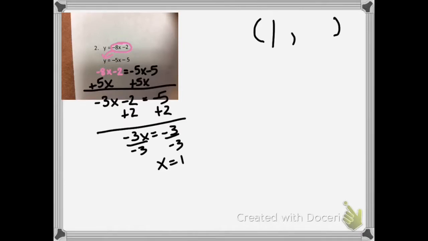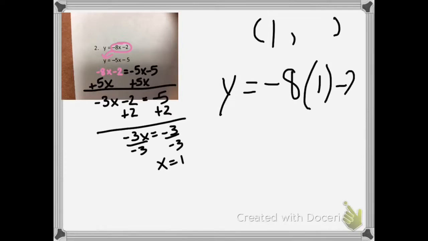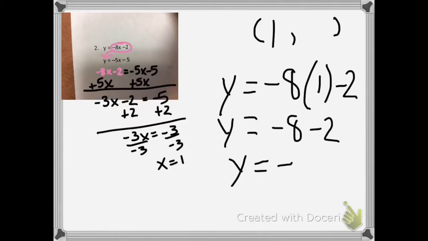Then I have to plug that back in. I'll plug it back into that top equation. Y equals negative 8. X is 1 minus 2. That gives us negative 8 minus 2, which is negative 10.